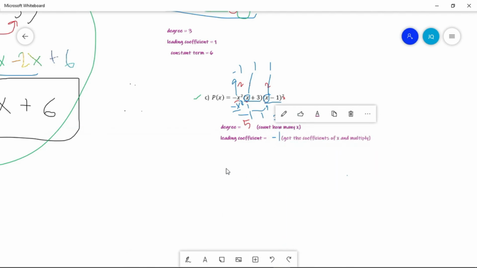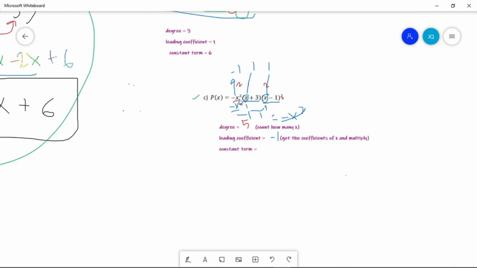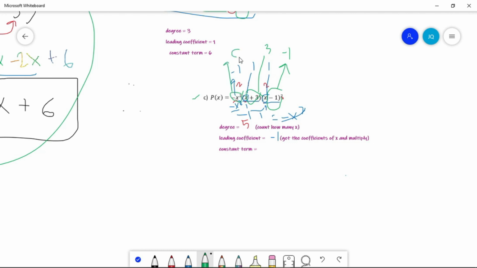And to get the constant term, we are going to multiply all the constants. So in here, is there a constant? No constant. Here there is a constant, which is 3. Constant is 3. Here is negative 1. So since there is no constant here, the constant here is 0, right? If you multiply the numbers with 0, the answer is 0. So therefore, our constant term is 0. There's no constant term. Okay, get all the constants in the factors and multiply.